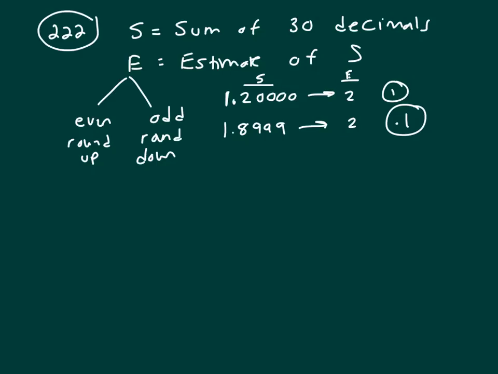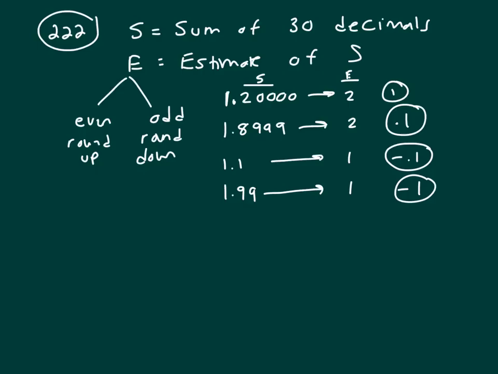All right, so now let's look at the odds. If it's an odd digit, 1.1, that would go to 1, and we're finding E minus S. So 1 minus 1.1 is negative 0.1. Okay, now let's get close to 2. That's 1.9, and that's going to go down to 1. And 1 minus 1.9999, that's about negative 1.